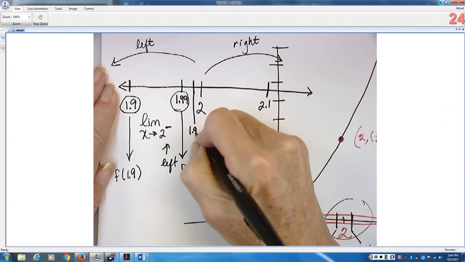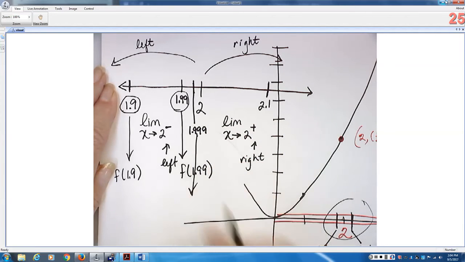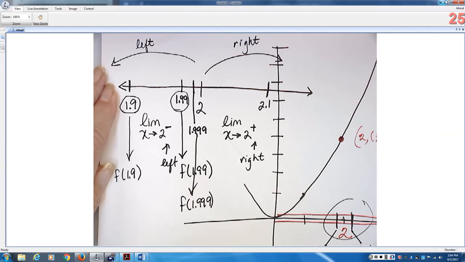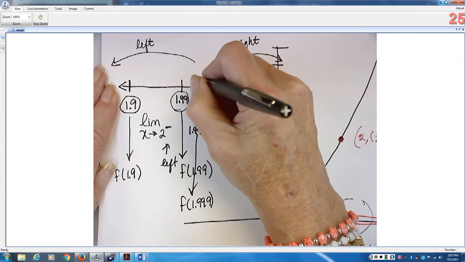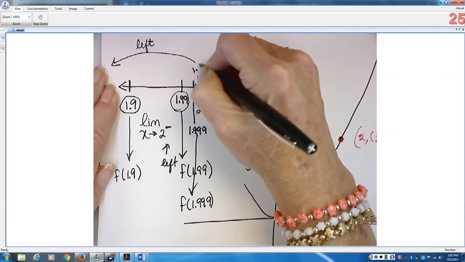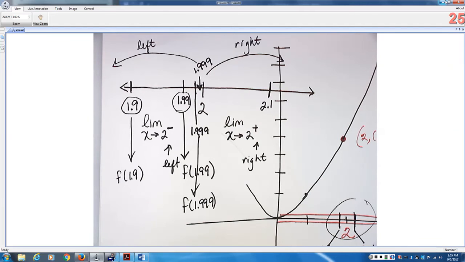to 1.999. And from there I will find f of 1.999. And this is all just, I'm going to use the calculator for the arithmetic. This is just the idea of what I'm doing. Don't worry about why, just what. And then from there, I can even go closer to like 1.9999 or 1 with 5 nines. And the more 9s I add on, the closer I'm getting to 2.